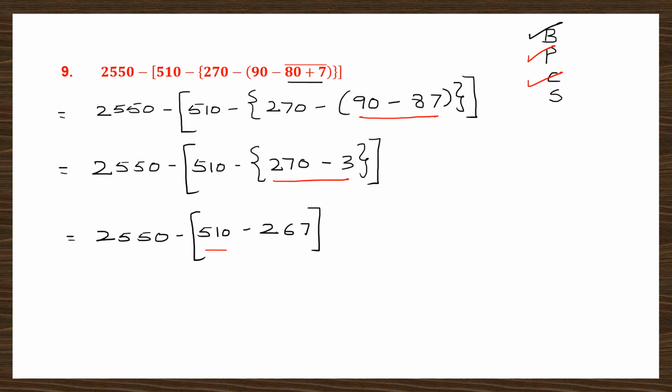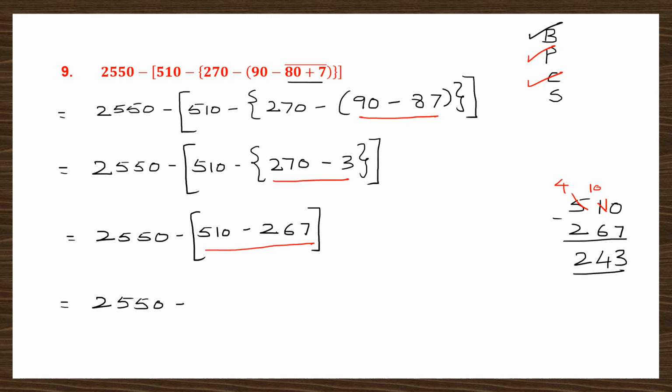So this is the last one that has to be removed. So we need to work out what is inside. So let's begin. 2550 minus. Now let's subtract 510 and 267. Let's subtract the 2. We need to borrow here. So this is 0 and 10. Now 10 minus 7 is 3. Now again I need to borrow. So this becomes 4 and this becomes 10. So 10 minus 6 is 4. 4 minus 2 is 2. So I have 243.